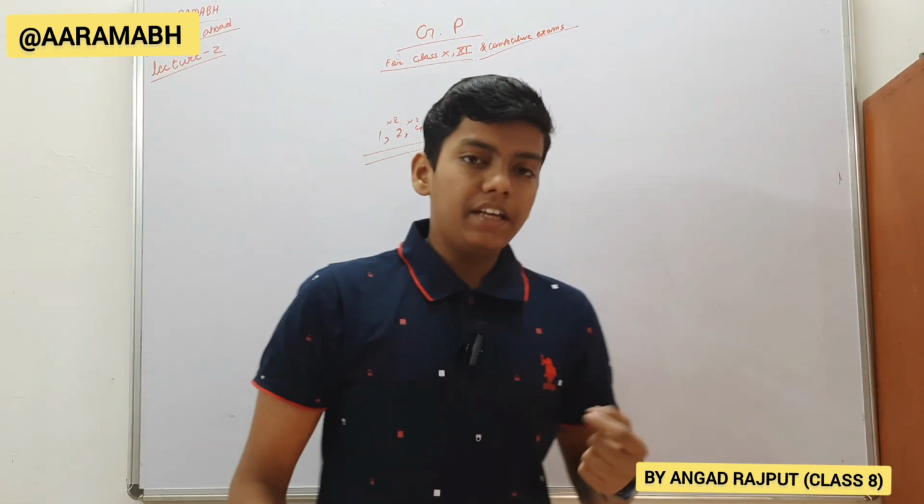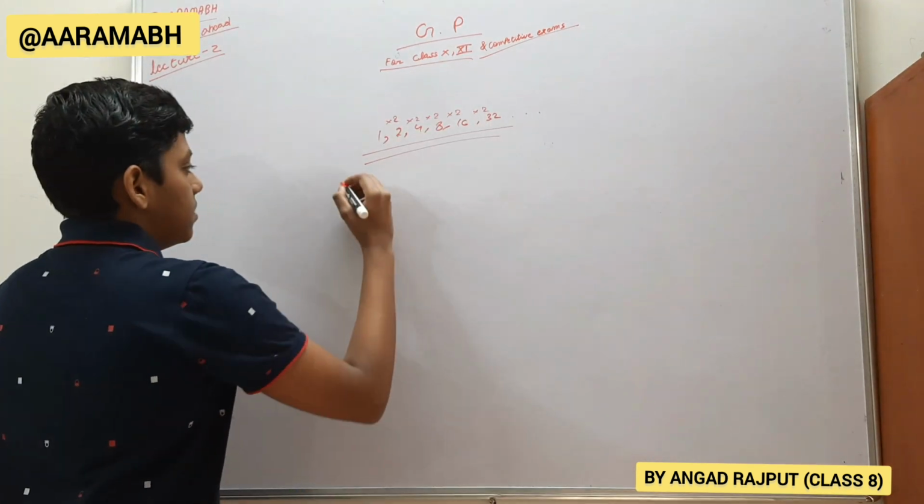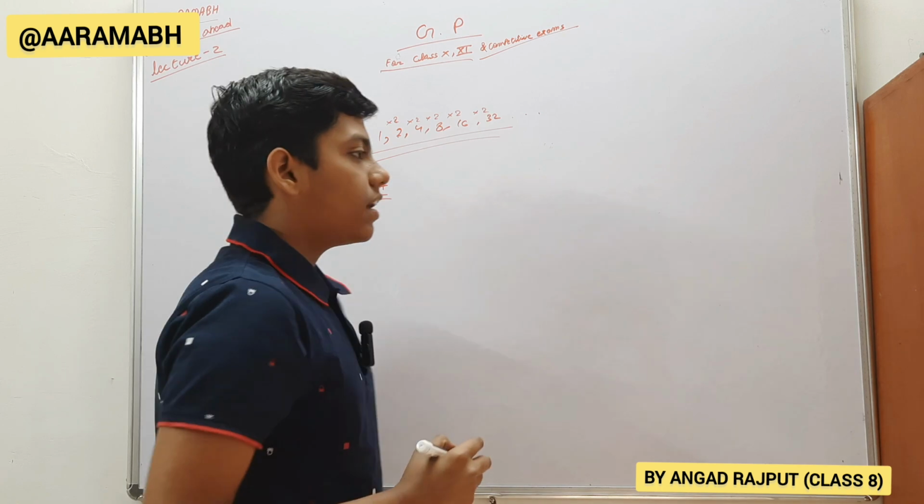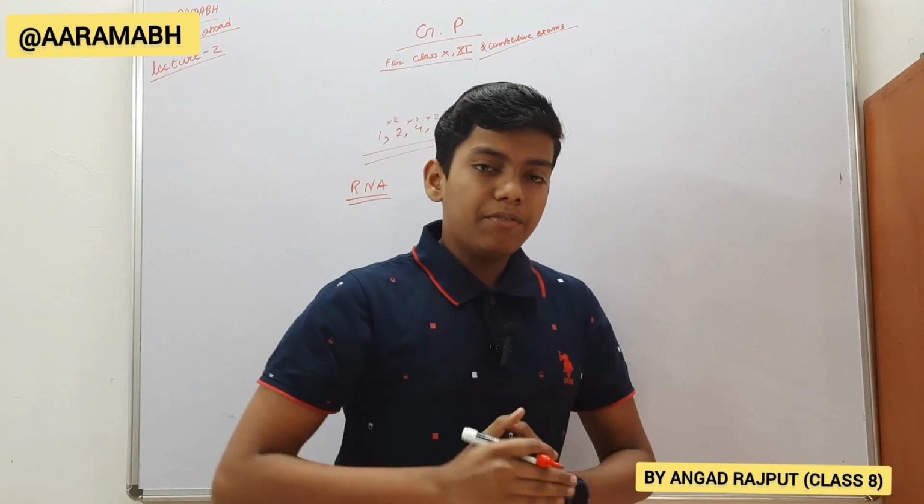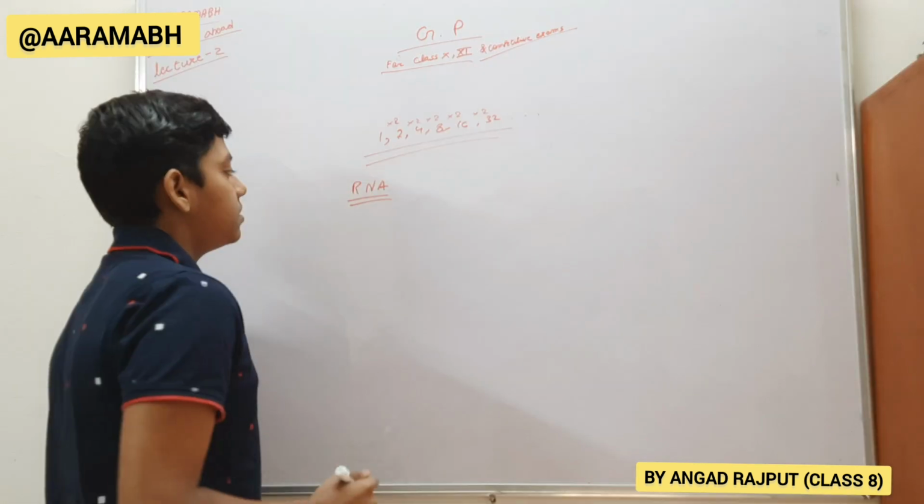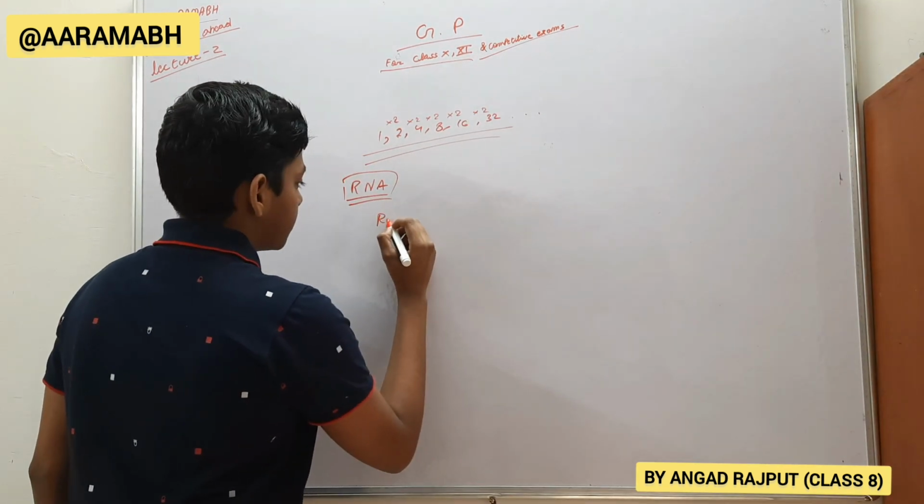This is the introduction of GP. This is how GP works. Like in AP, we learned that we need to find D and A first. D for common difference, and A for first term. And here we have to find R and A. Now, what is R and A?